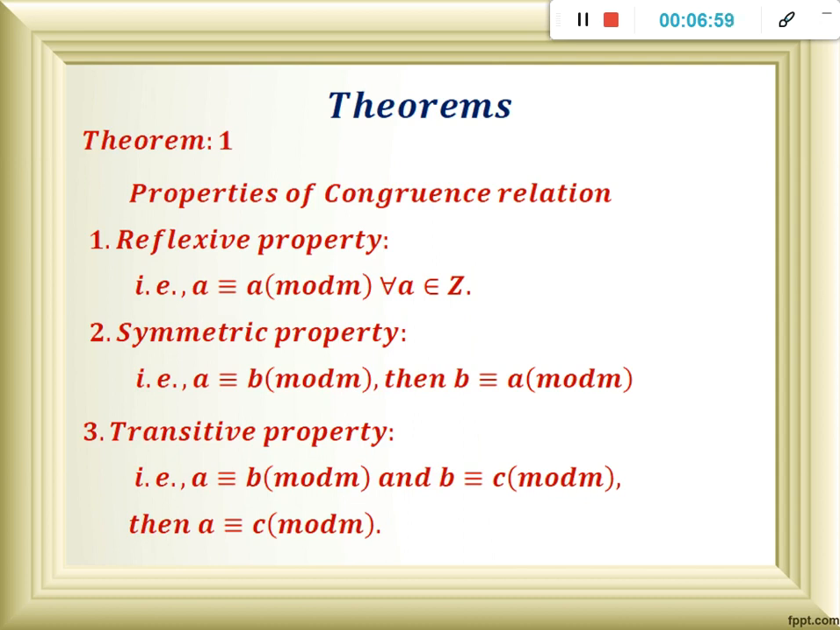What is the reflexive property? A is congruent to A mod M for all A belonging to the integers. Symmetric property: if A is congruent to B mod M, then B is congruent to A mod M, right? And transitive property: A is congruent to B mod M and B is congruent to C mod M, then A is congruent to C mod M. So these three properties are very important, right? So let me start the proof of these theorems.